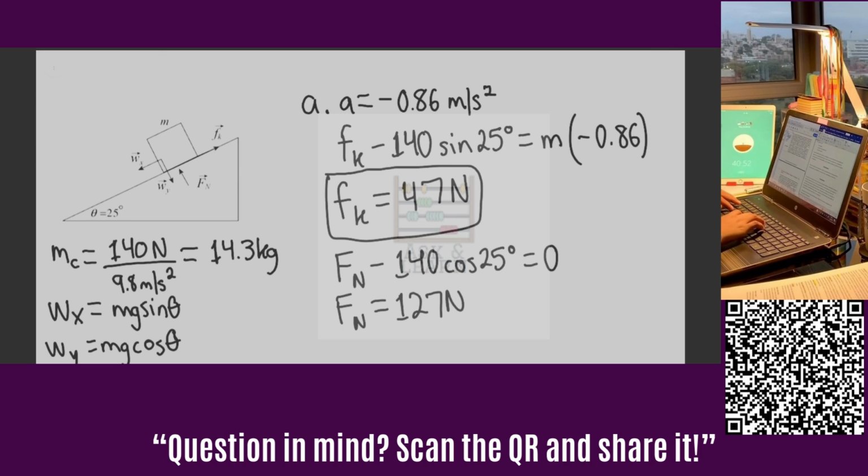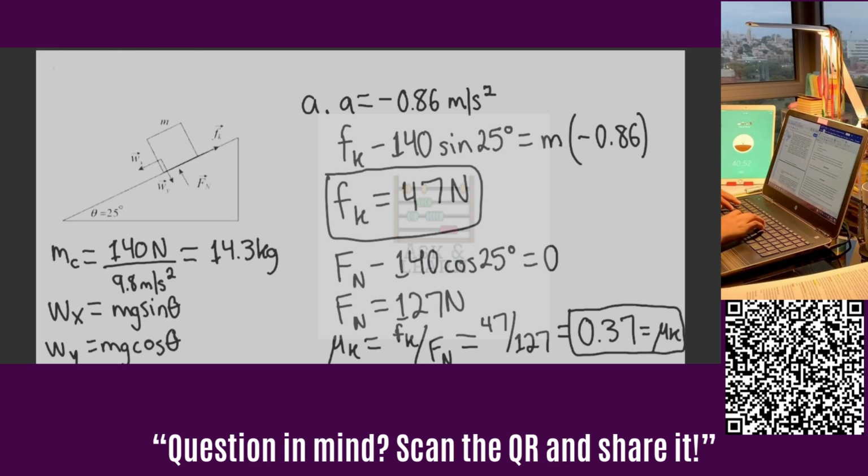Now, if we wanted to find the coefficient of kinetic friction, we know that the coefficient of kinetic friction would then be equal to the kinetic frictional force divided by force normal. So this would be 47 divided by 127. And we find a coefficient of kinetic friction of 0.37. So that would be your answer for part A.